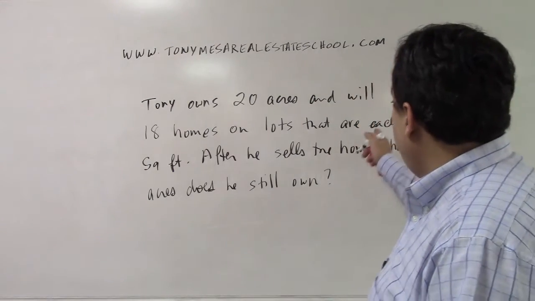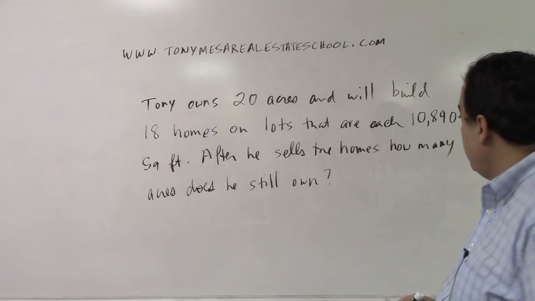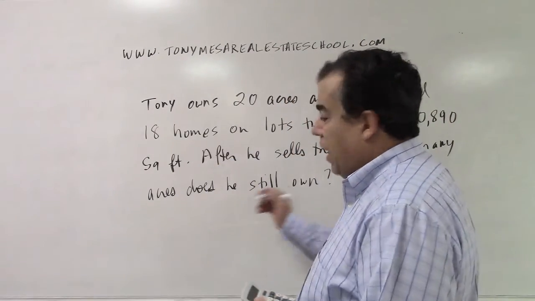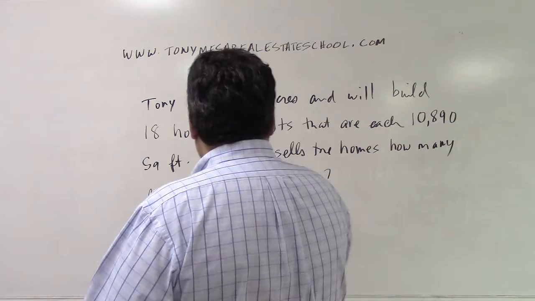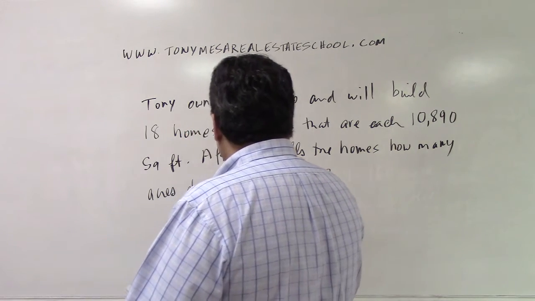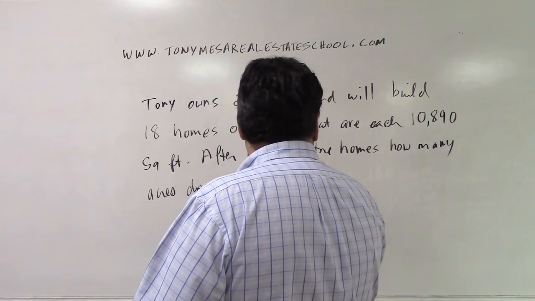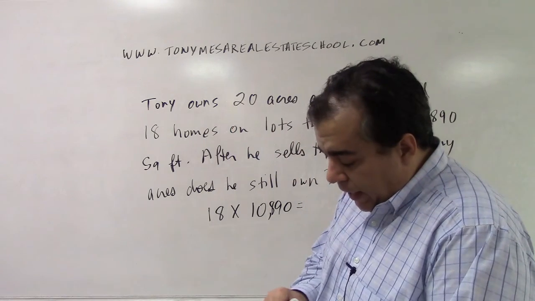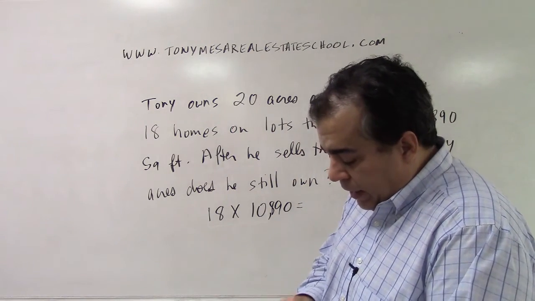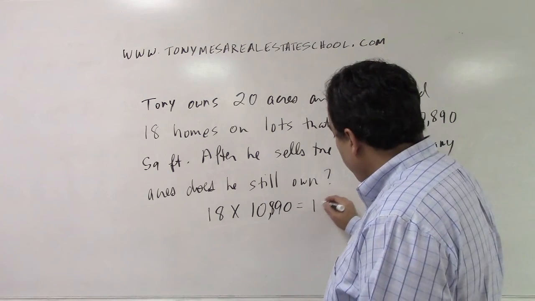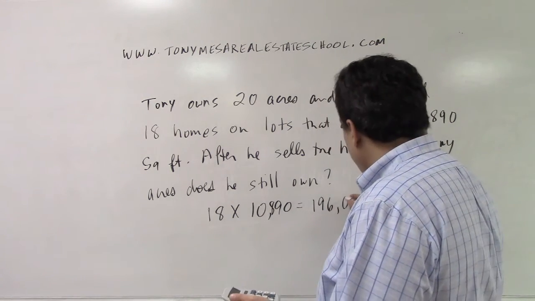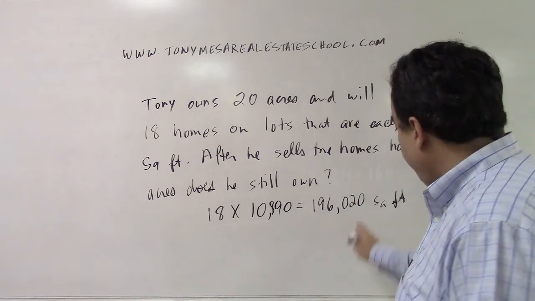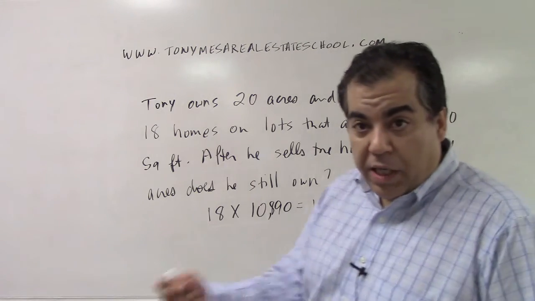on lots. Each lot is going to be 10,890 square feet. So there, what I'm going to do is take 18 homes multiplied by each lot is 10,890. So 18 times 10,890 gives me 196,020 square feet. That's the total square footage of the lots that I am selling, right?